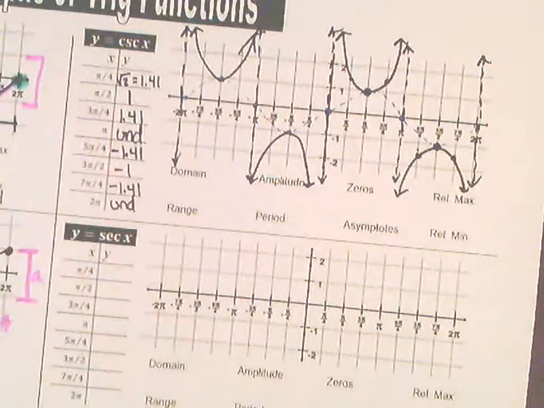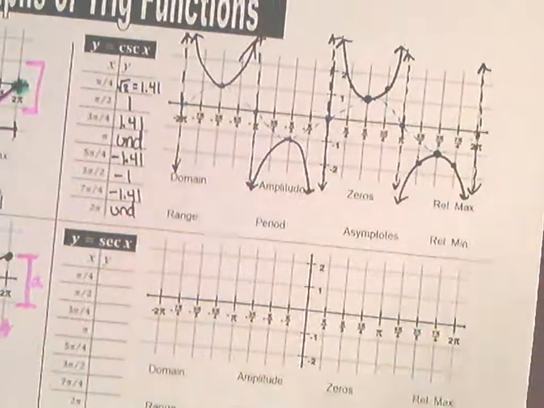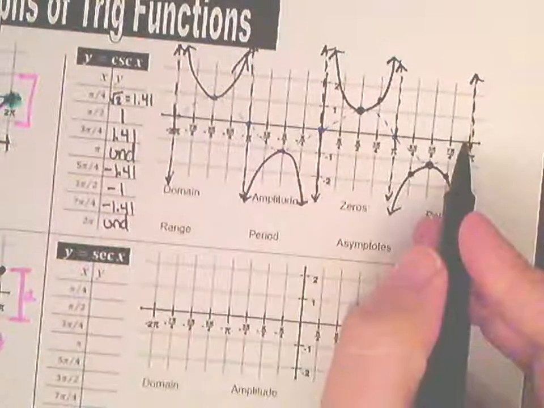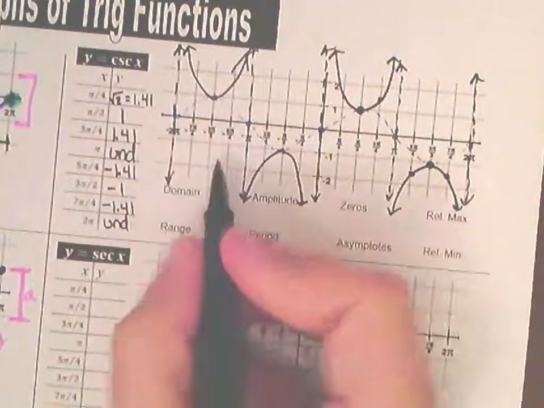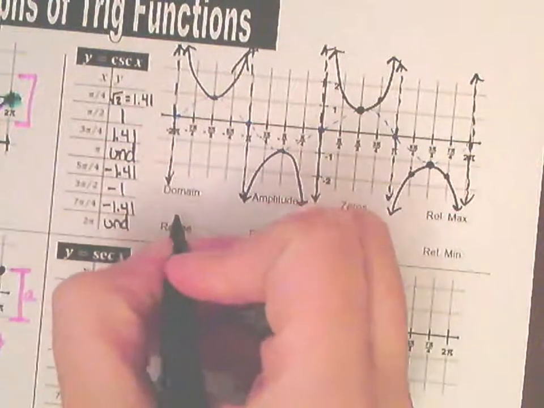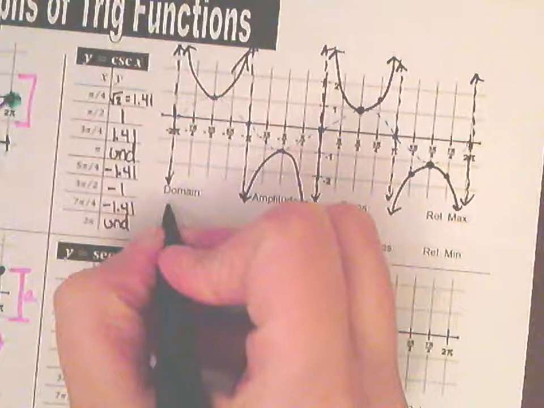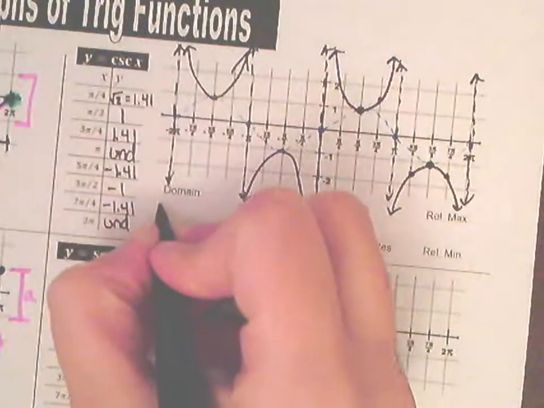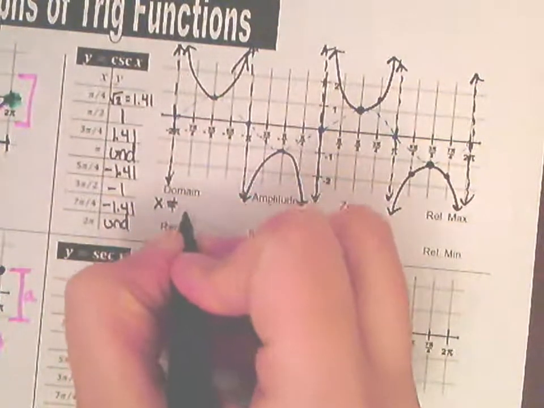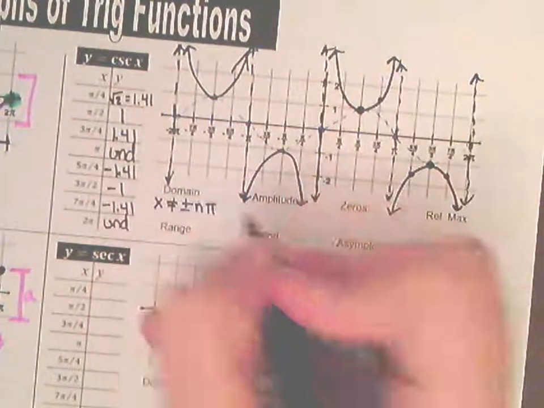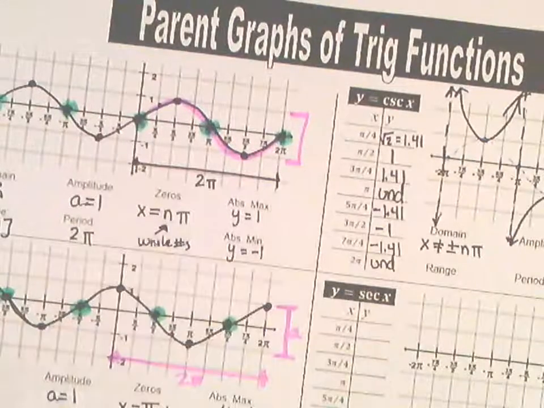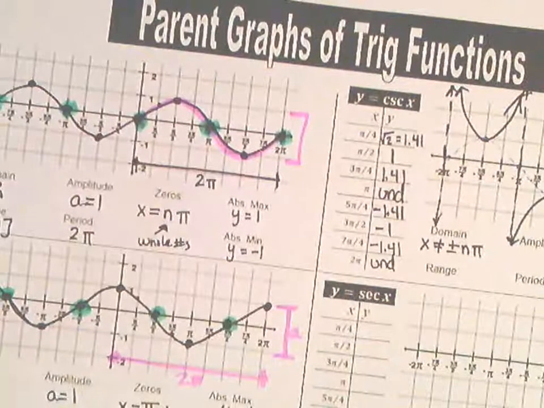All right, so now when we actually talk about the domain and the range, it's a little bit different. Because now our domain is not all reals. Our domain is almost all reals except at those asymptotes. So we actually identify that as x cannot be plus or minus n pi. And where did you see that before? At our zeros.